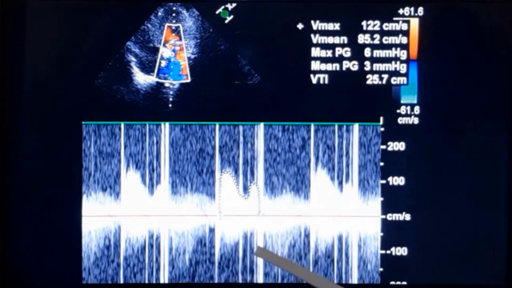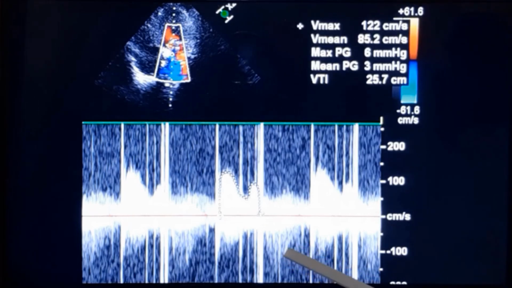But more important is to follow it up serially, as different types of valves have different gradients, and gradients will also depend on the flow across the valve. So you should have serial documentation of gradients, mean gradient and peak gradient, as well as all the images if you want to evaluate a prosthetic valve successfully. Otherwise, it is going to be tough.